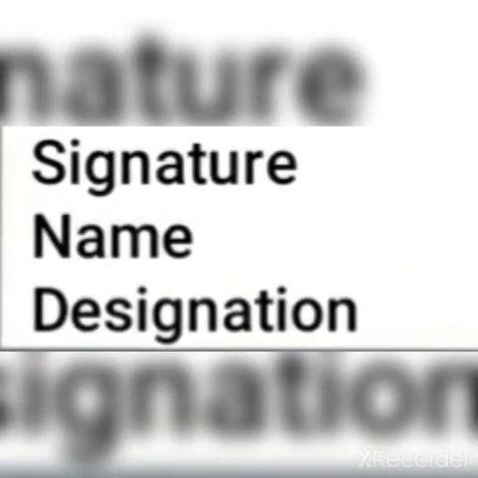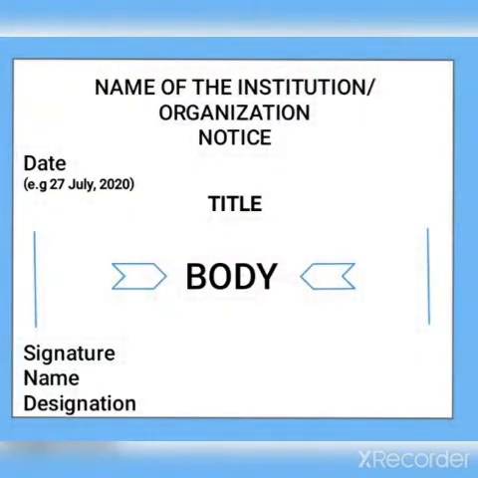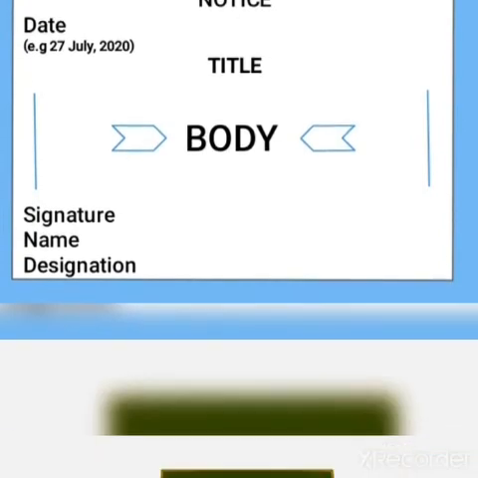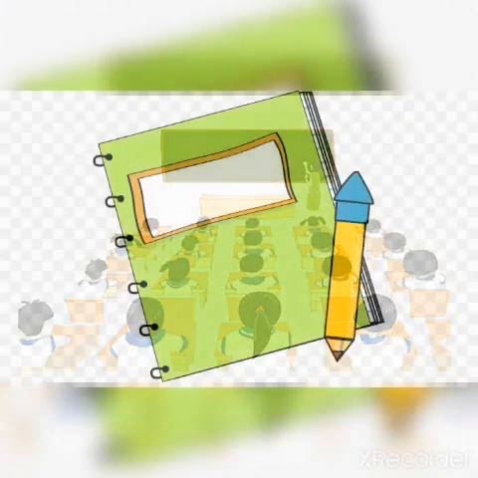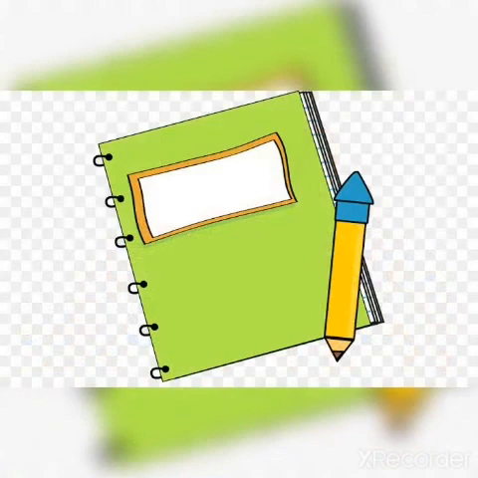After this, you have to write name and designation of the person who is issuing the notice. This is to be written after the body of the notice, right in the left side of the box. I hope that now you might have an idea of how to write a notice. Students, things will be more clear to you when you will try to write notice in your notebooks.